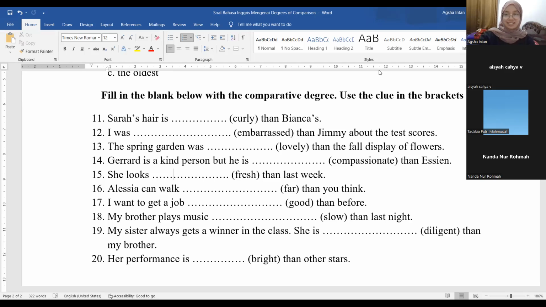Let's take this one as the last one. Huzairin is a kind person, but he is more compassionate than Isnan. Is it right, Miss? More what? More compassionate. Yes. Yeah, that's it. More compassionate than Isnan.